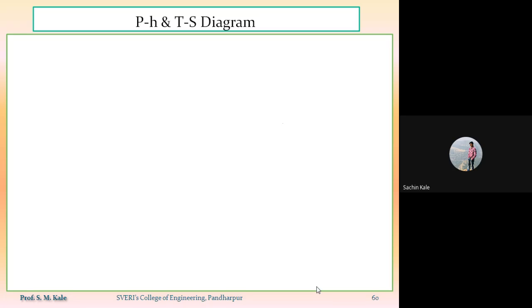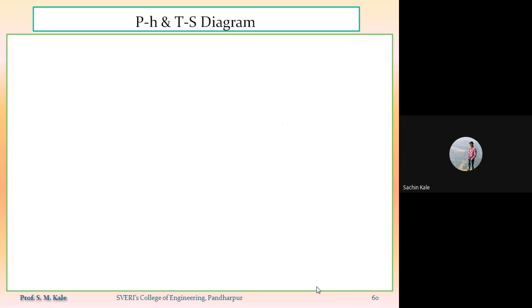Because in the case of the vapor compression refrigeration system, whatever refrigerant is there, that refrigerant has 2 phases: liquid phase as well as vapor phase. That's why, to analyze the vapor compression refrigeration system, we have to represent it on a p-h and T-s diagram. In the last lecture, we also saw the nature of the p-h and T-s diagram.